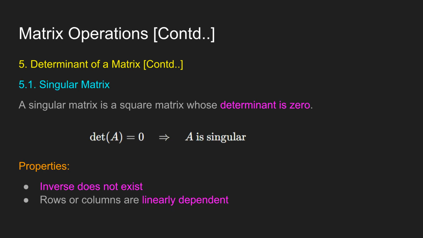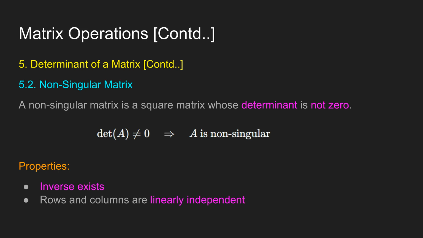A singular matrix is a square matrix whose determinant is exactly 0. For a singular matrix, the inverse does not exist, and its rows or columns are linearly dependent. A non-singular matrix is a square matrix with a non-zero determinant. This type of matrix is invertible, and its rows and columns are linearly independent.